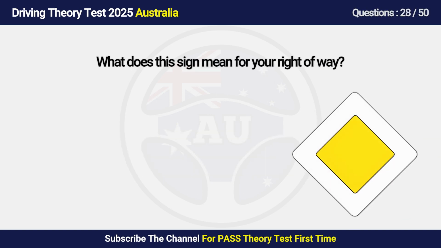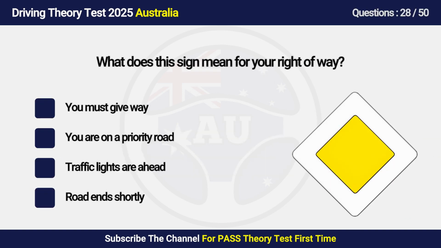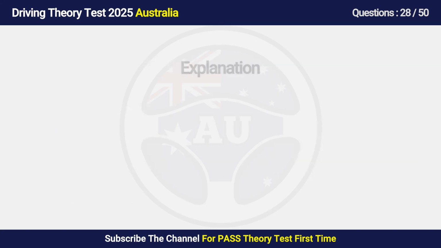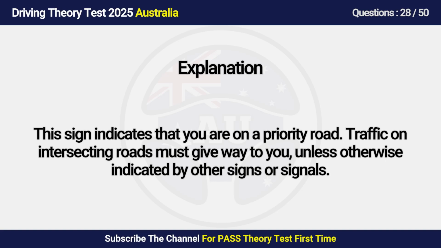Question 28. What does this sign mean for your right of way? A. You must give way. B. You are on a priority road. C. Traffic lights are ahead. D. Road ends shortly. Answer is B. You are on a priority road. This sign indicates that you are on a priority road. Traffic on intersecting roads must give way to you, unless otherwise indicated by other signs or signals.